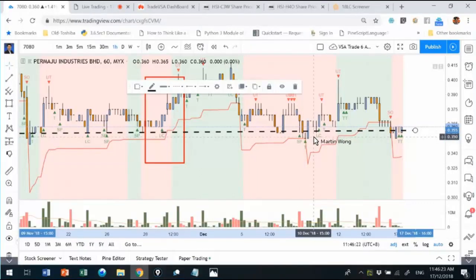Because this price will move. For intraday, like Martin said earlier on, we are looking at very short term, only a few days. I'm referring to stocks. Usually we only hold around 5 days. If in those 5 days it doesn't work, it doesn't break above, then we just exit and look for another potential entry.